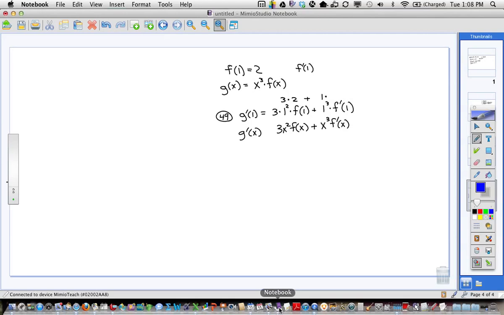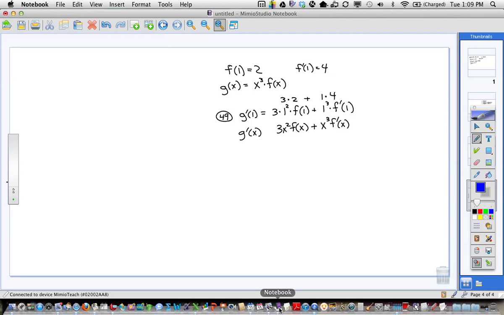No, what is f prime of 1? F prime of 1 is a 1 plugged into the f prime function, right? Now, what is the f prime function? Do we have it up here? No. But we have a graph of the f prime function, right? So f prime of 1 is a 1 plugged into the f prime graph, and what is it? 4. All right. So we get a 4 there.